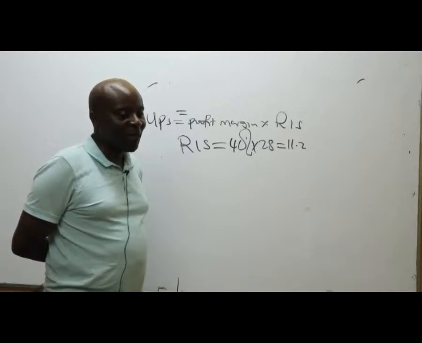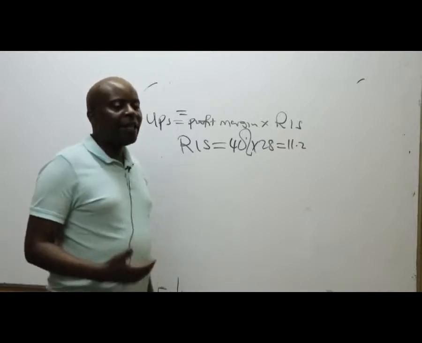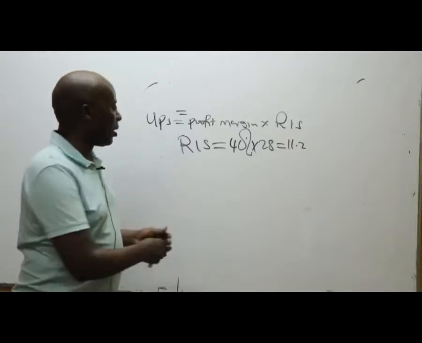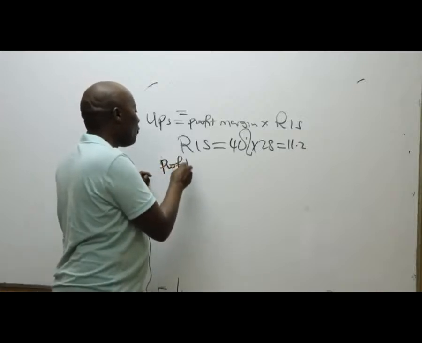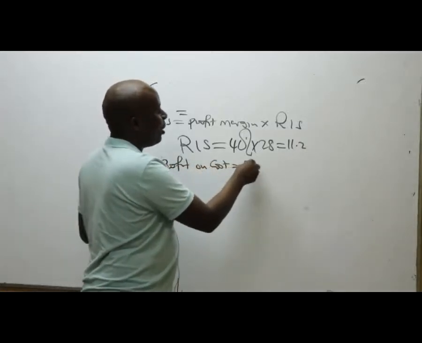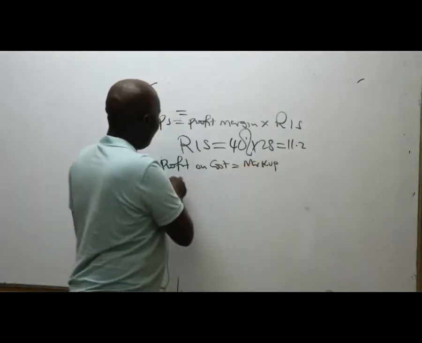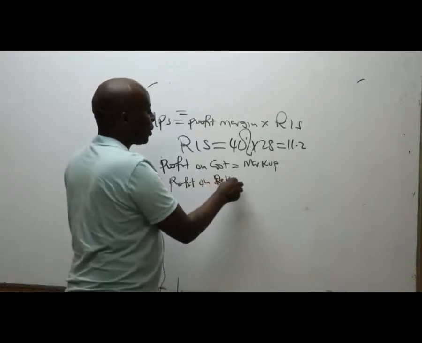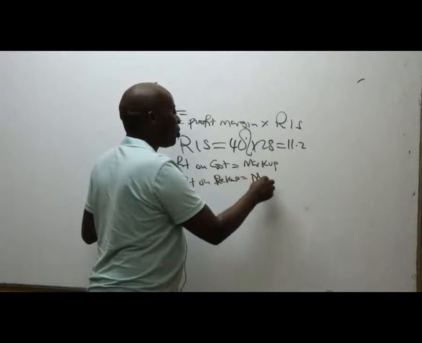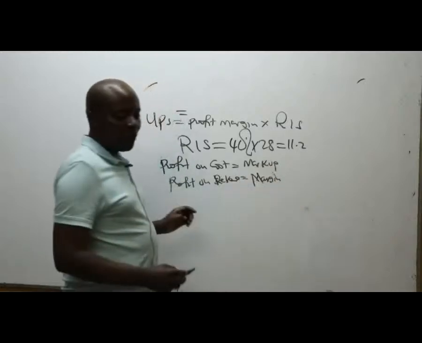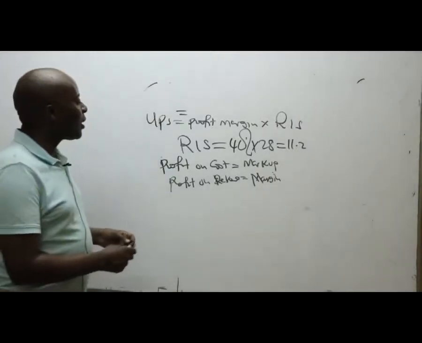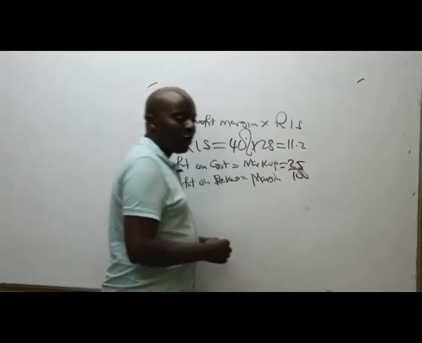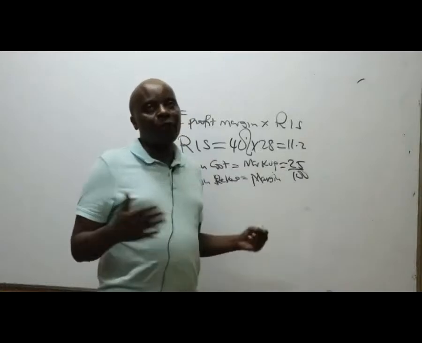Are you able to see the profit margin? These guys are crazy. They gave me profit on cost. When they tell me it's profit on cost, that is markup. When you hear profit on top of cost, this is markup. But if it's profit on revenues or selling price, that becomes what we call profit margin. So here they have given us a markup of 25 over 100, which is the same as 25%.